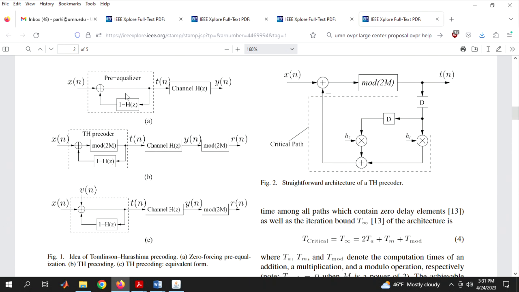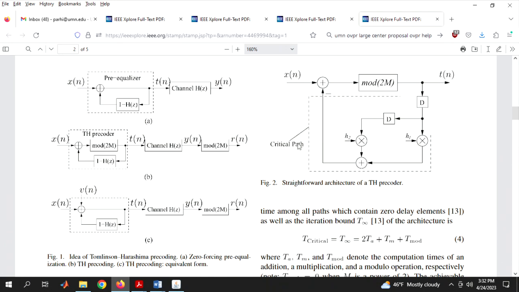The pre-equalizer has this modulo device, mod of 2m, so it takes m possible values. So this T of n transmit value takes m possible values, and this is modulo 2m.